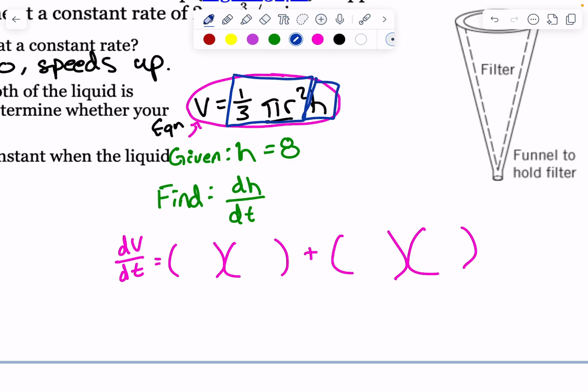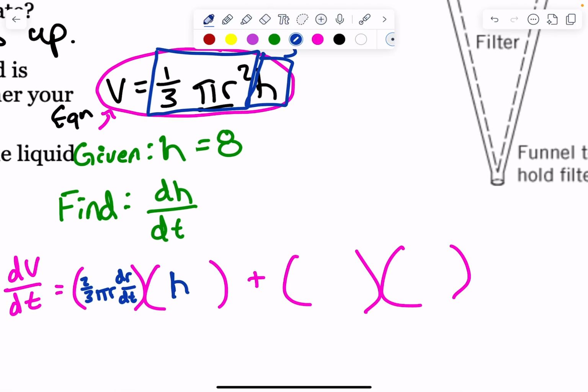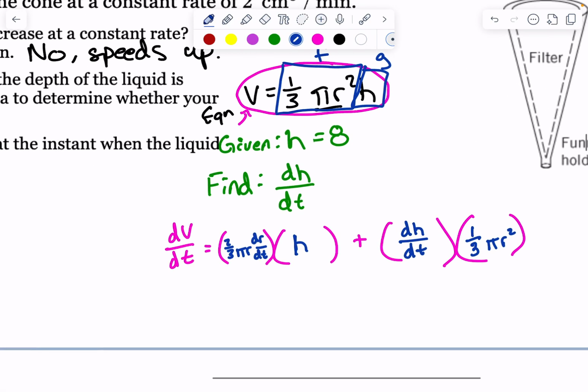This is your G. That whole thing is F, and that whole thing is G, right? So F prime is 2/3 pi r dr/dt. Don't forget it. That's the derivative of your F. G is just going to stay H. The derivative of H is dH/dt. And then we've got just the F, 1/3 pi r squared. Perfect.